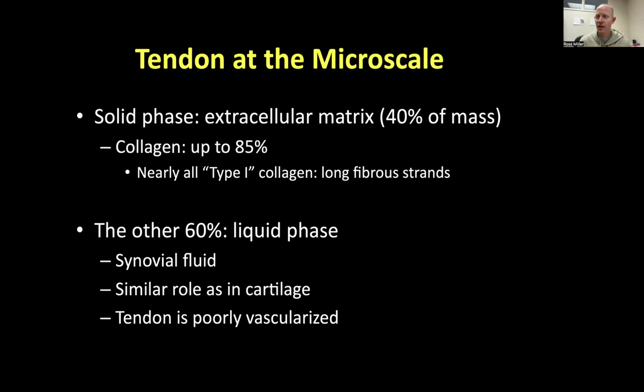So what does tendon look like at a micro scale? We'll first cover tendon, and then we'll generalize that to ligaments towards the end of the lecture. So what does tendon look like at the cellular slash molecular, microscopic scale here?